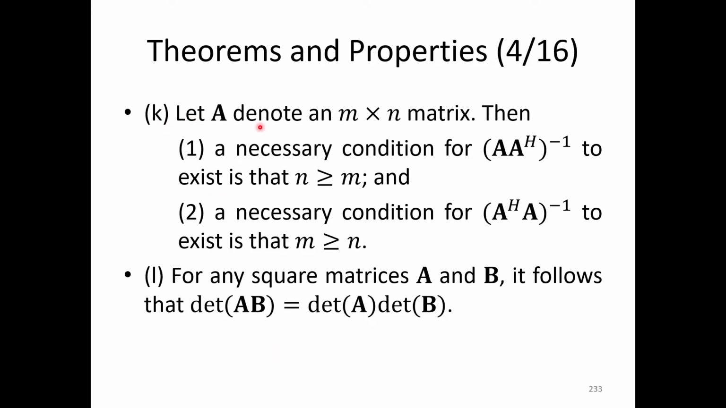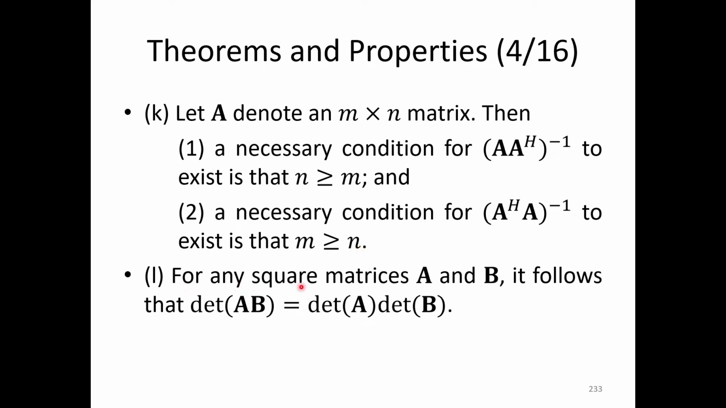K, let A denote an n by n matrix, then first, a necessary condition for A times A Hermitian inverse to exist is that n is greater than or equal to m. And second, a necessary condition for A Hermitian times A inverse to exist is that m is greater than or equal to n.